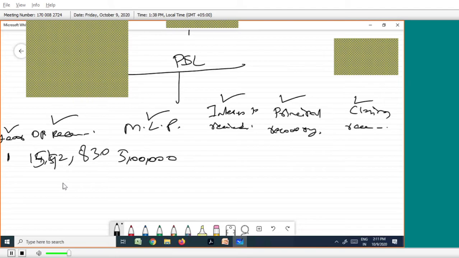How much is it actually? 15,42,830 minus the principal recovery gives 12,73,792. Second year again I am doing: 12,73,792 is my opening balance. Again the MLP is 5 lakh.